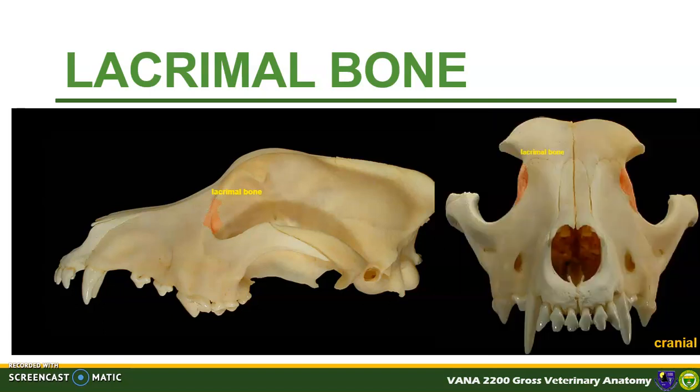Note that the orbit of a dog is incomplete and is only completed in a live animal by an orbital ligament.